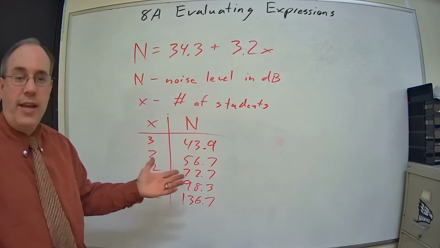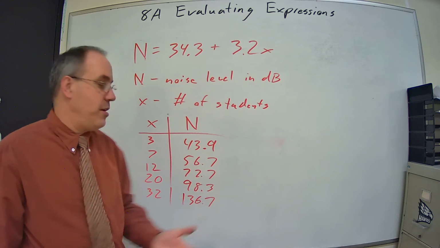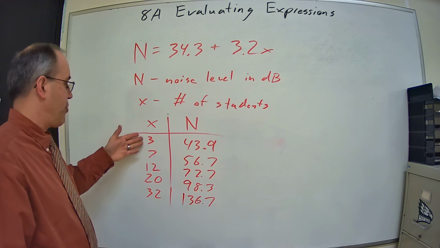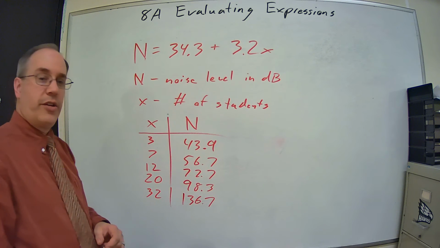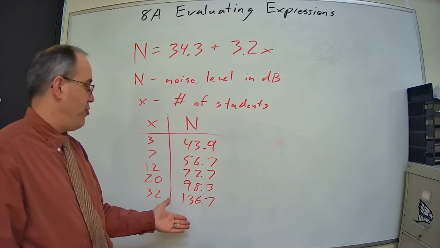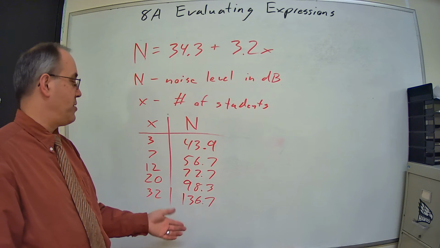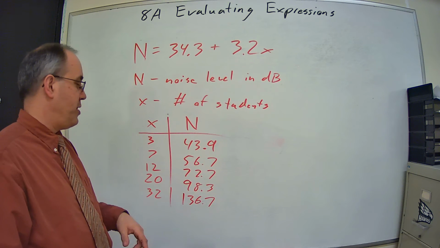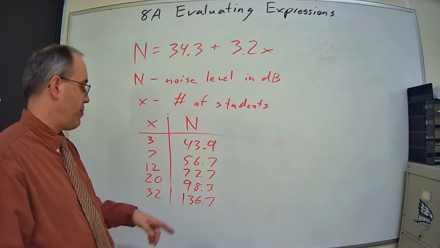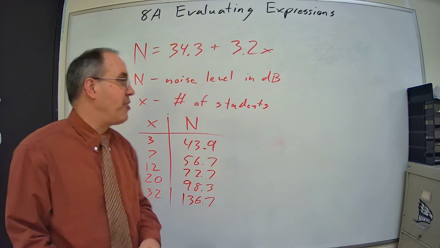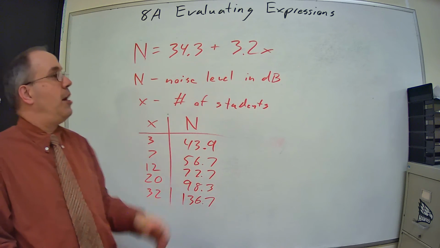And we've just created a table. We were able to run through a number of inputs, the number of students having 3, 7, 12, 20, and 32 students, and calculate the noise level in the classroom with that many students as 43.9, 56.7, 72.7, 98.3, and 136.7.